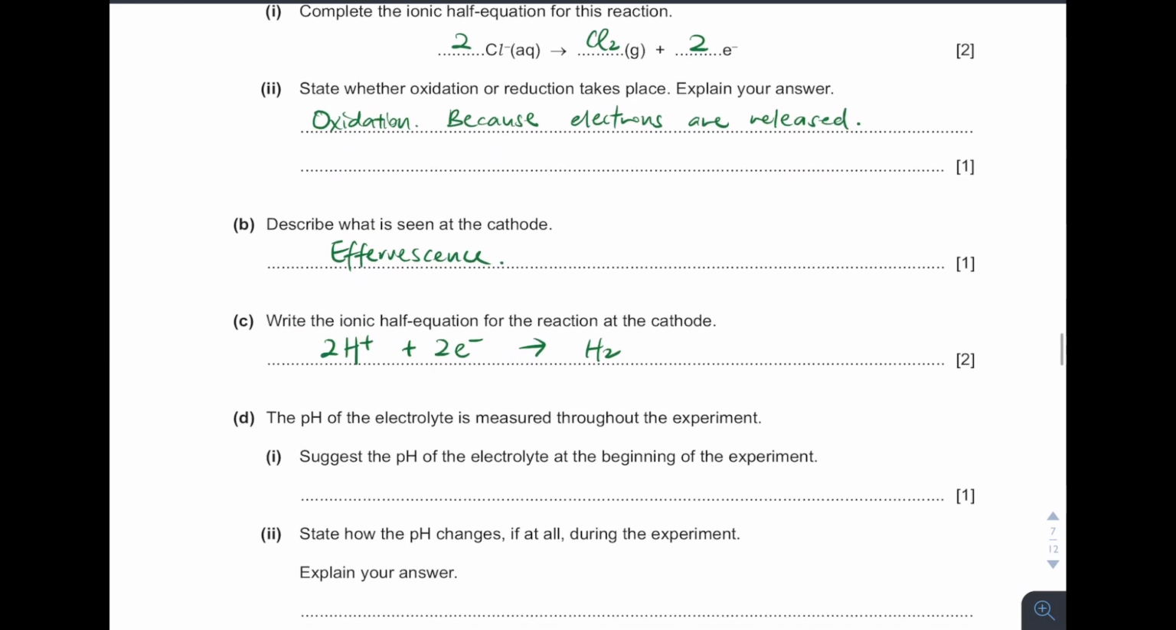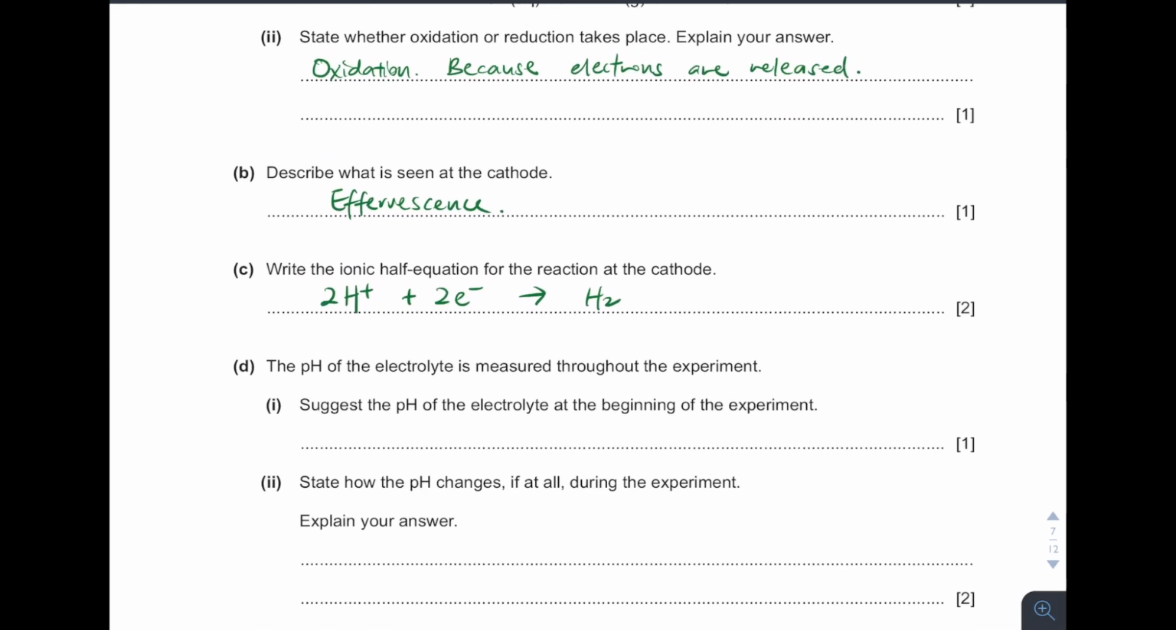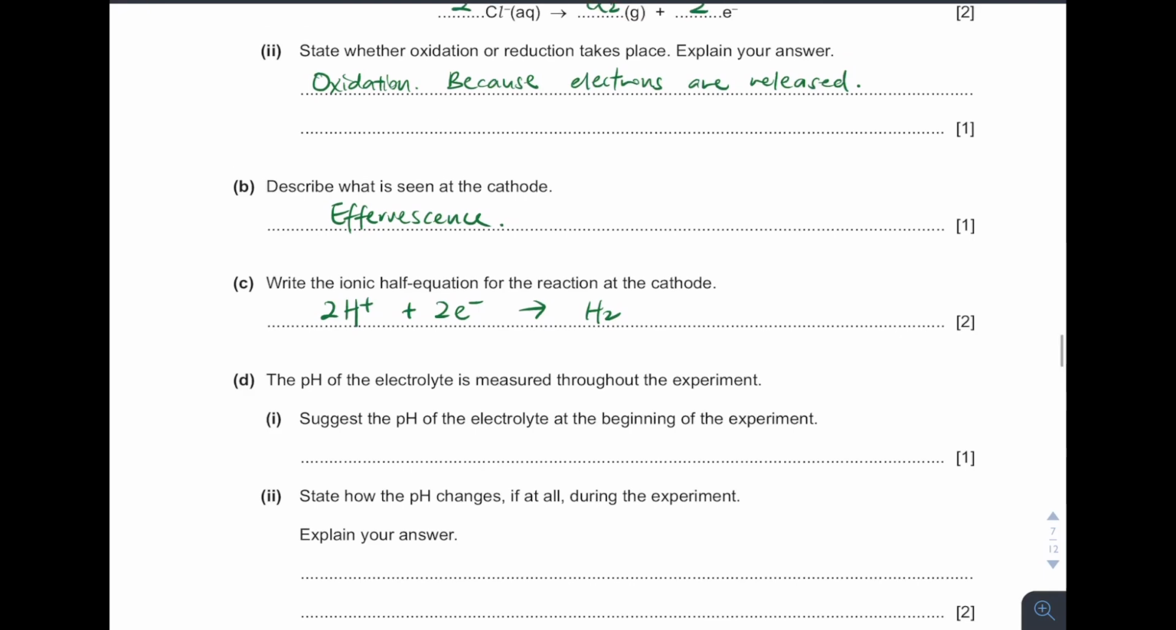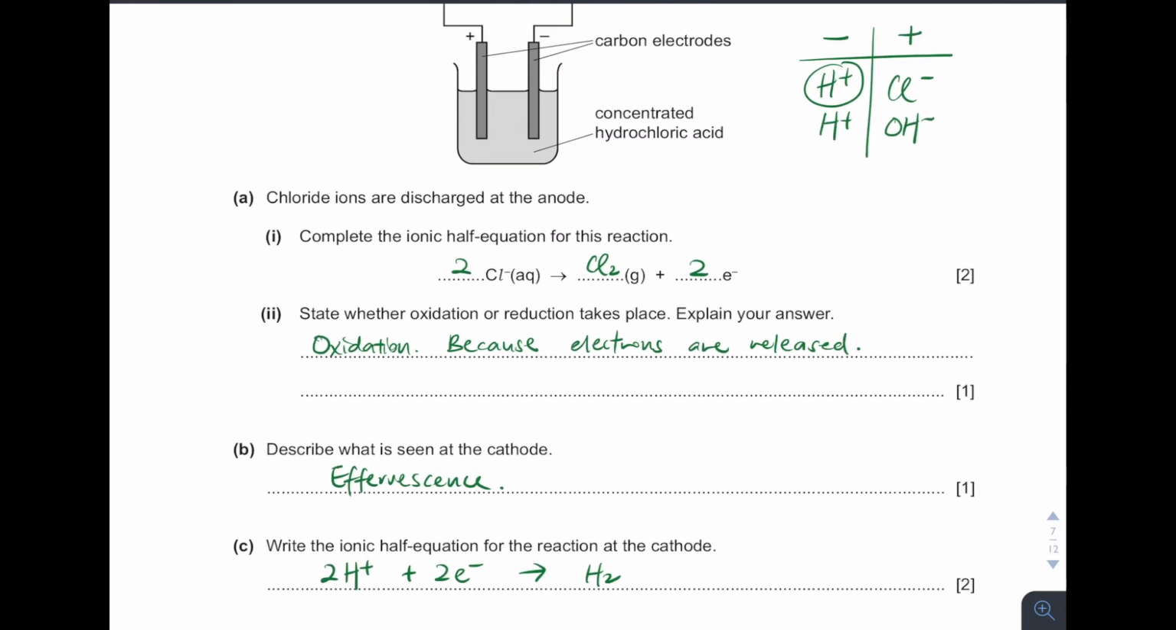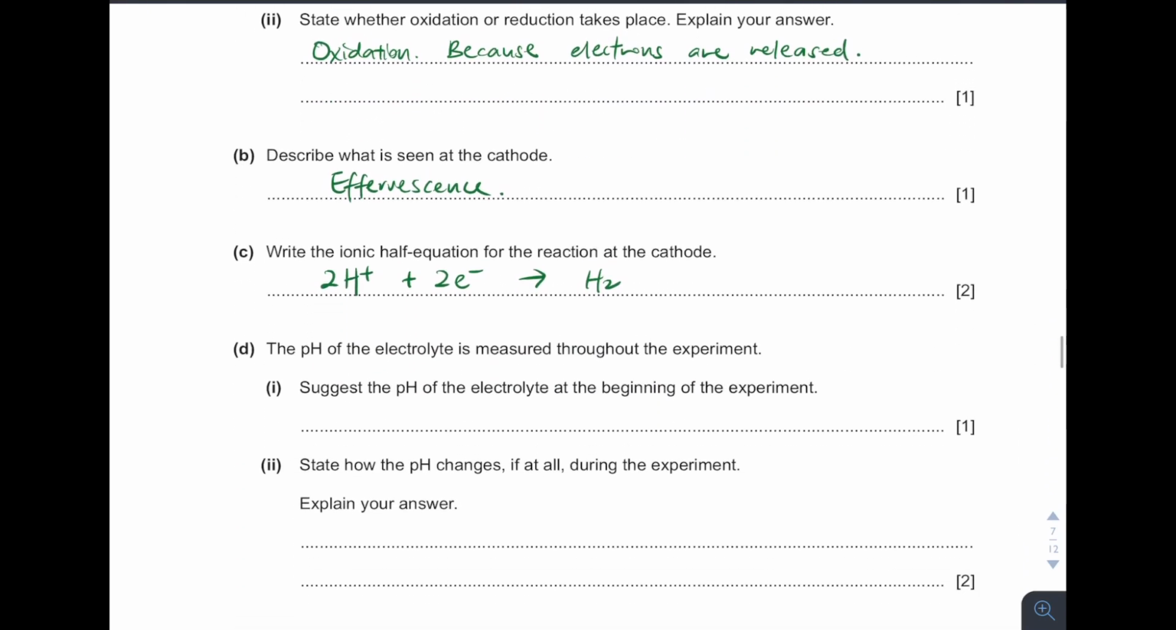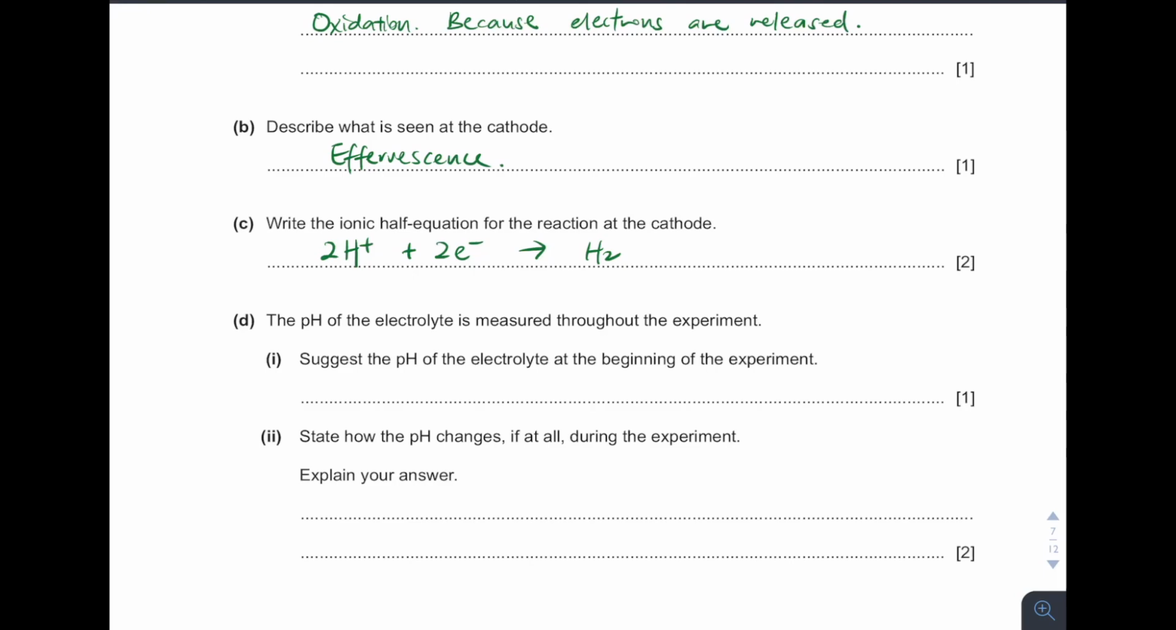Then next one. Suggest the pH of the electrolyte at the beginning of the solution. So what is the pH at the beginning? This is concentrated hydrochloric acid, so it is a strong acid. Remember, inorganic acid is an example of a strong acid. And what is the pH value of a strong acid? pH 1 to 3, so it can be either one. Remember, do not put your answer as a range.